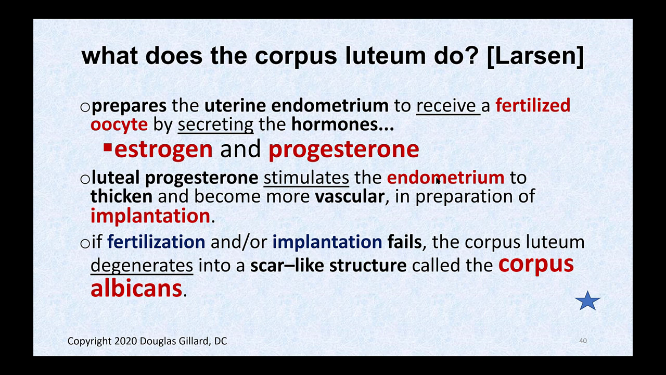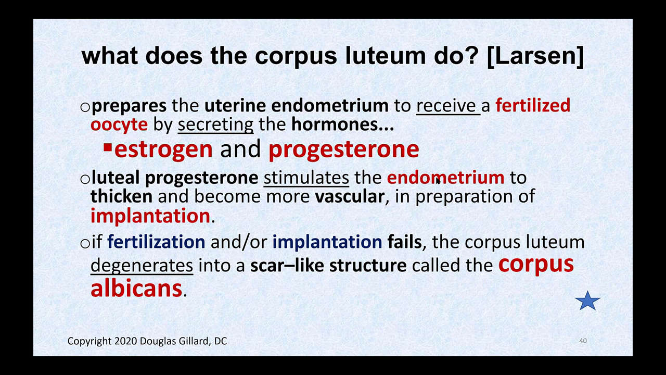All right, if fertilization and implantation occur, the corpus luteum survives. But if fertilization fails and implantation fails, then the corpus luteum will die. We will learn probably next week or the week after where human chorionic gonadotropin, HCG, will be secreted by the fertilized egg, and that will keep the corpus luteum alive. But if that doesn't happen, there's no HCG, and so the corpus luteum degenerates into a dead sack of tissue. That dead sack of tissue is called the corpus albicans.